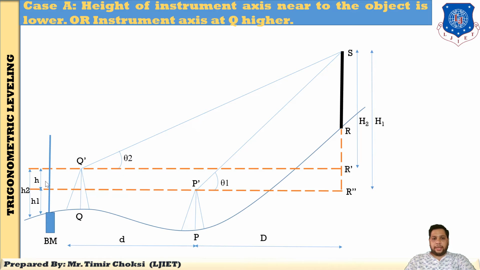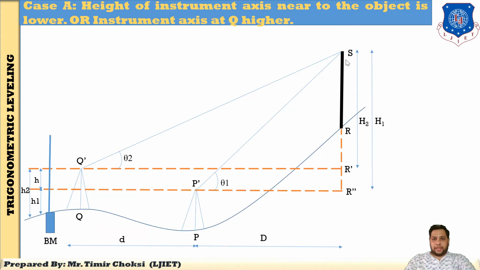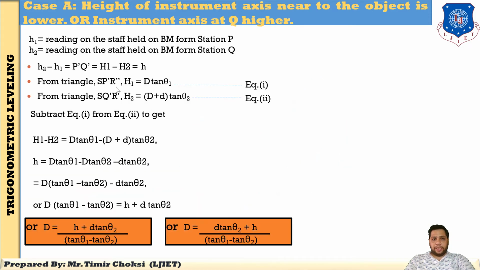Now after getting the value of small h, you derive the formula of capital D. How to derive the formula? From the figure, take the first triangle S, P dash and R dash. I repeat, S, P dash and R dash. You clearly understand that the value of H1 is equal to D tan theta 1. So in triangle S, P dash, R dash, H1 equals D tan theta 1. This is equation number 1.